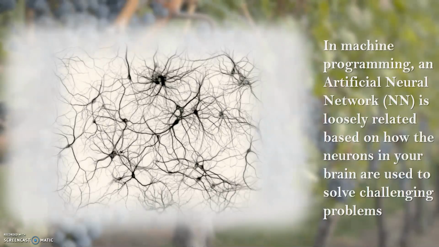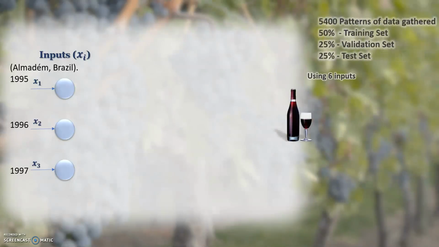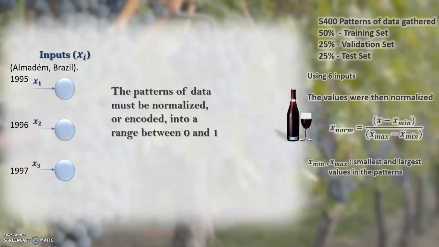So to describe how neural networks are programmed, we must understand its basic structure. Using polymer sensors to measure resistance values for each of the wine vintages, over 5,400 patterns of data were gathered. The data was then partitioned. Essentially, you have input data which must be represented as integers or floating numbers. This is called the normalization process, or encoding. This is because for the neural network to properly understand the data, it must be represented in a way where the computer will understand its units.